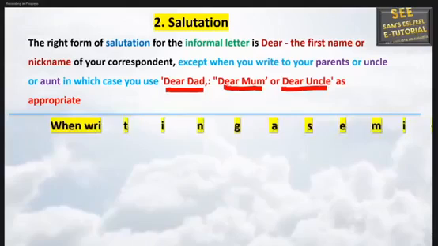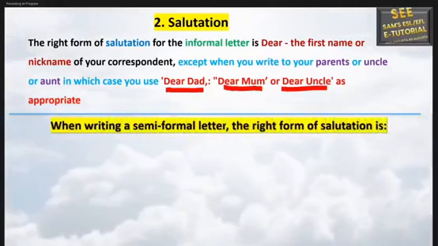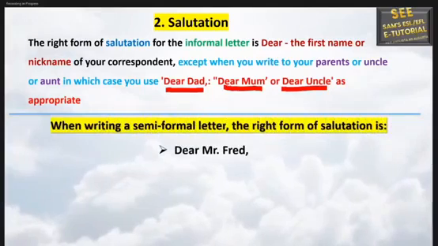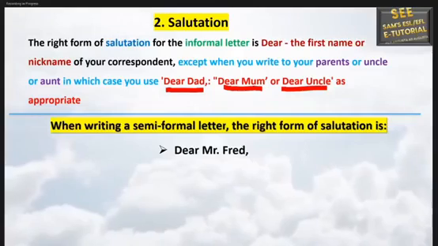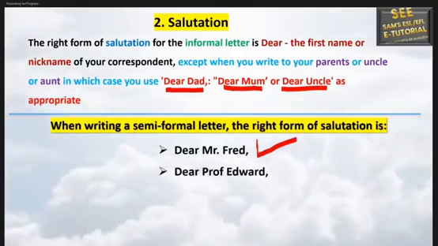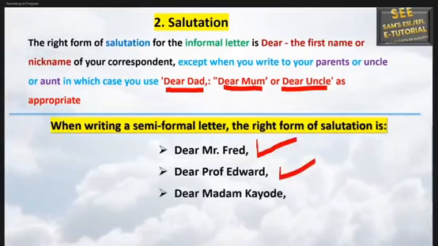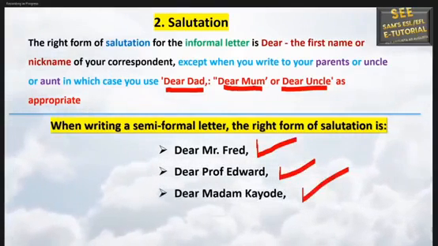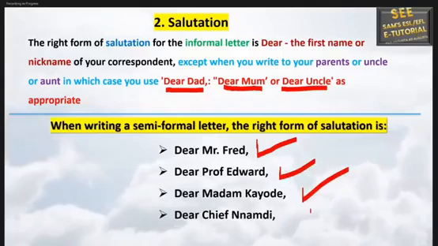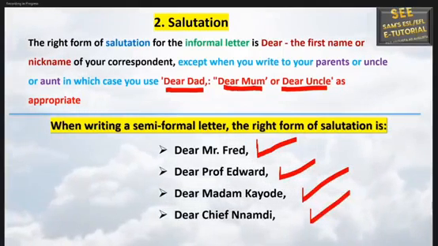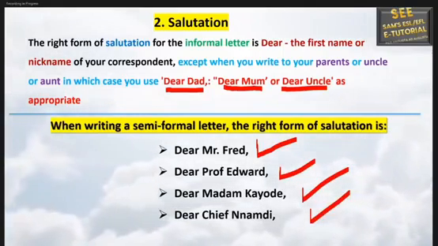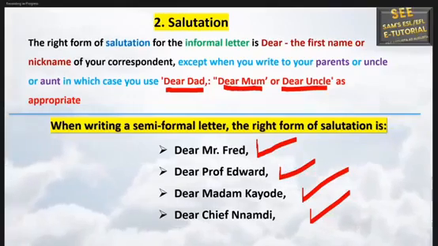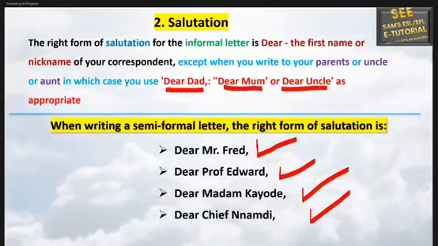However, in semi-formal letter writing, the salutation is usually like this: dear, the person's title and his surname. Dear Mr. Fred. The next one, dear Professor Edward. The next one, dear Madam Kayode. And of course, you have dear Chief Namdi. All right, so you observe something here which is very important. In semi-formal letter writing, you have your dear plus the person's title and then the person's surname. So that is what the salutation in semi-formal writing looks like.